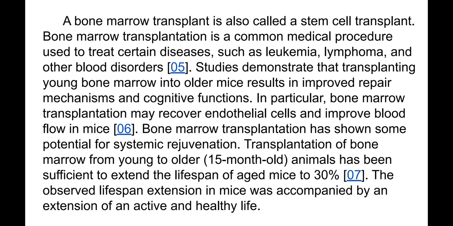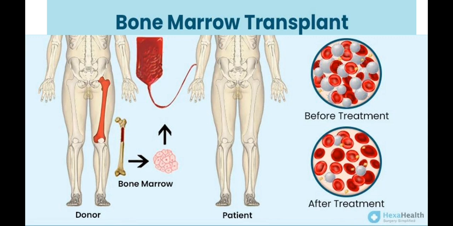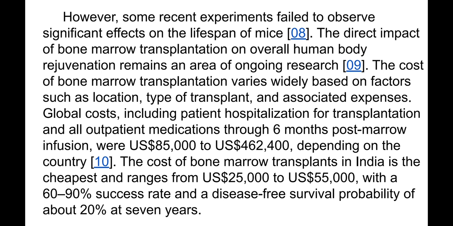But there is the question of the cost of this treatment and complications, etc. So how do they do it? They take bone marrow and inject it into blood, and then you will have many more stem cells in the blood, and also many more immune cells than before. Okay, however, some recent experiments failed to observe significant effects on the lifespan extension of mice. Again, it depends. Sometimes you will see definite improvement in the health of mice, but how it will change lifespan is not yet clear. Okay, the direct impact of bone marrow transplantation on overall human body rejuvenation remains an area of ongoing research.